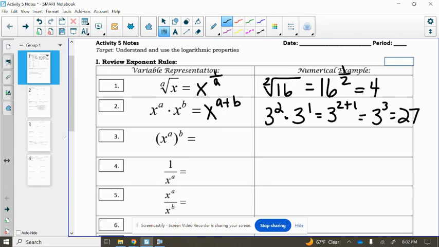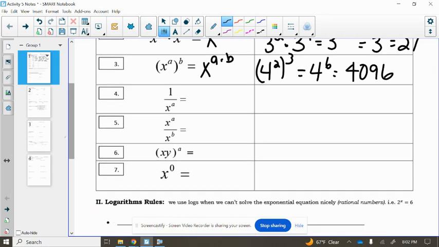When we are raising an exponent to a higher power, we end up multiplying the values together. So it's a times b on this one. So for instance, 4 squared but to the third power is 4 to the 6th, which is 4,096.